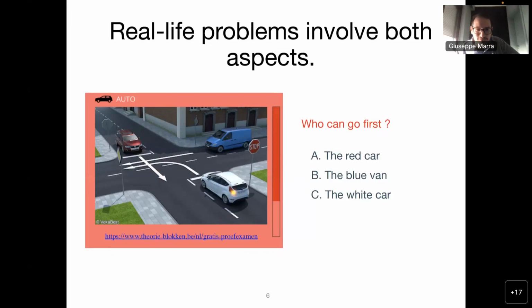Suppose that you have to solve this driving license test, and you have this picture, and you're asked, okay, which of the cars can go first in this image? It's clear here that you need to do mainly two things. First of all, you have to understand the scene that you are looking at. Where are the cars? Where are the traffic signs? And after you have this parsed, you have to apply the rules that you have learned to decide who can go first. Usually the first part, parsing the scene, is connected to the thinking fast paradigm, while the second one, where you have to pick the rules and reason about them, is connected to thinking slow.